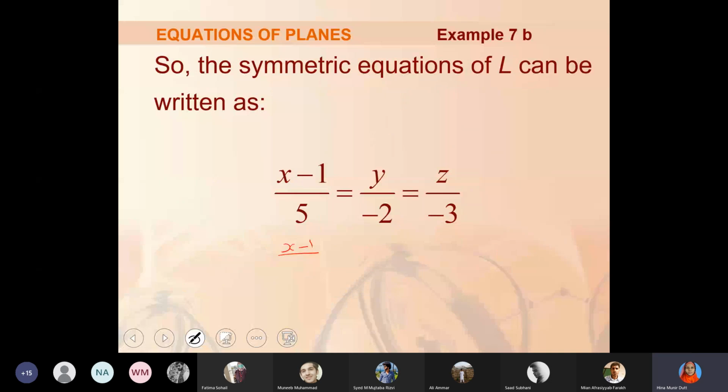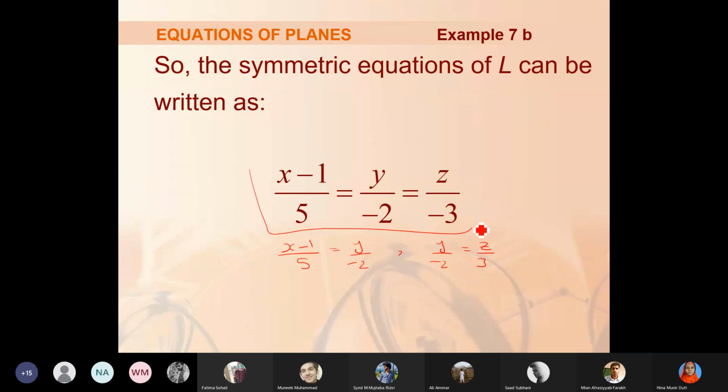Now I want to explain one more point. x minus 1 is equal to 5, I can write it as y minus 2 is equal to z over 3. Now I have written this equation separately as two linear equations because it represents two linear equations. And as I told you, a linear equation in x, y, and z represents a plane. So it's a plane.